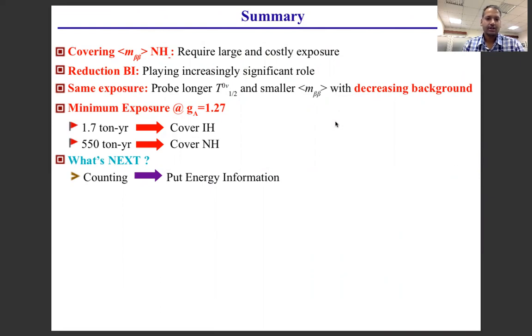Currently, we have worked out the counting statistics, and right now we are working on putting in the energy information in terms of a best fit maximum likelihood, and we are working on it.